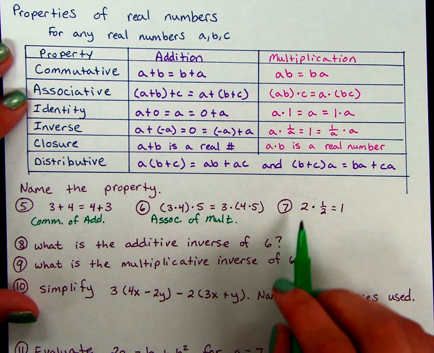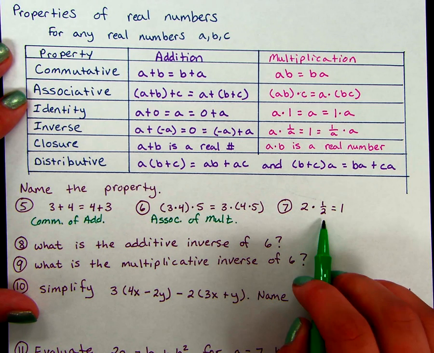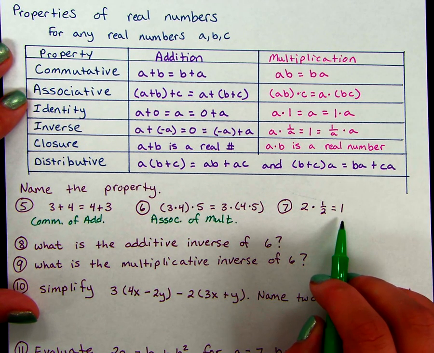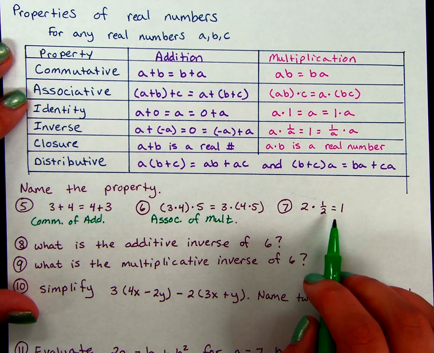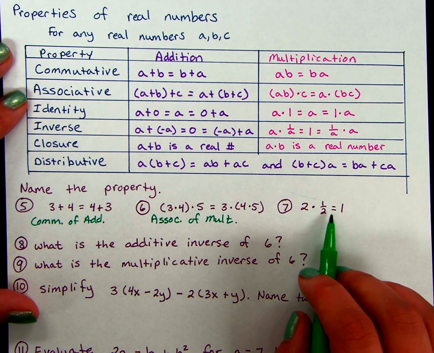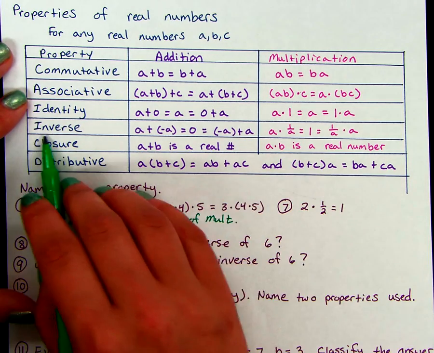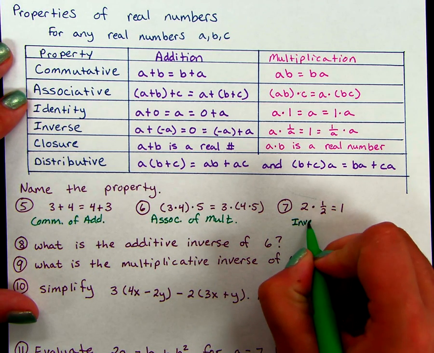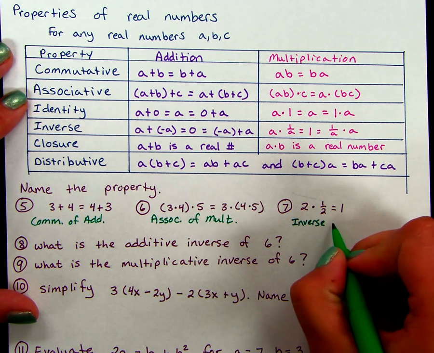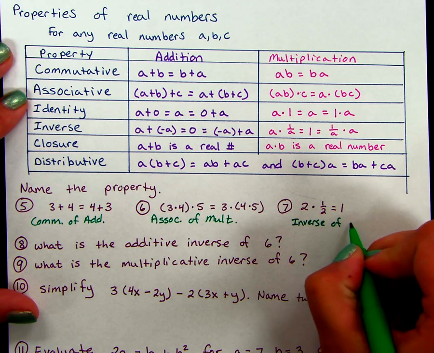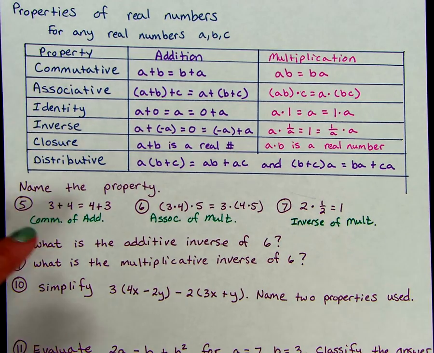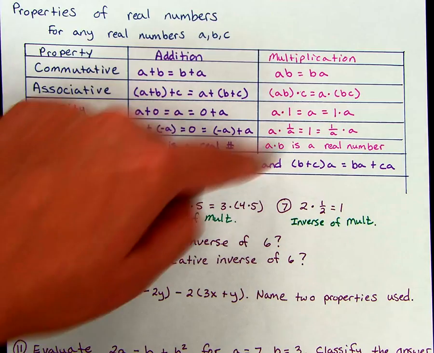And our next one, we're taking 2 times 1/2 equals 1. So we ended up with the identity. And since it's a 1, that means that we're dealing with multiplication. So this is going to be an example of our inverse property of multiplication. So inverse of multiplication. So again, we're just taking what those look like and matching them to the form that's up there in that chart.